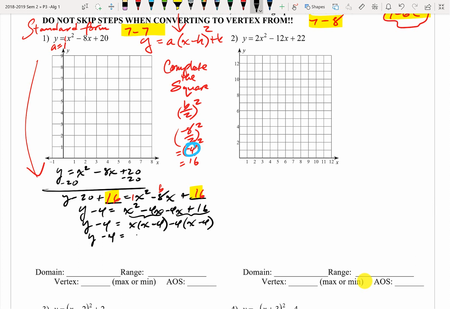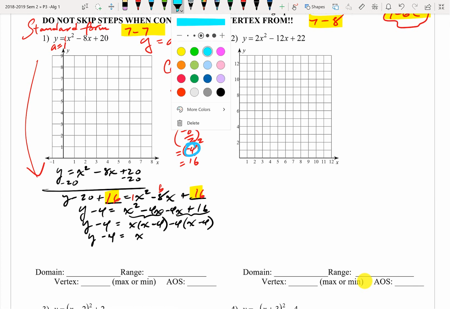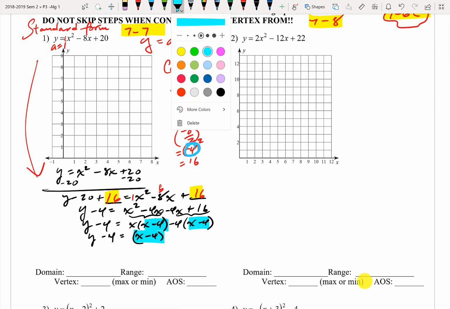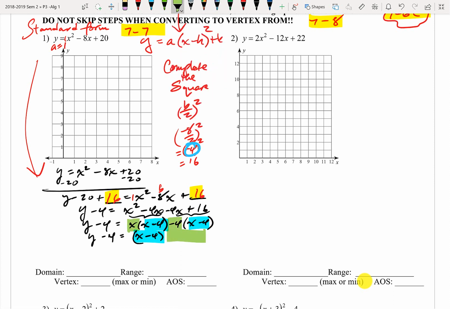All right, the common binomial, let me highlight this so you can see it. Okay, it's x minus 4 right here. So I'm going to start off with x minus 4, multiplied by the other binomial, the remaining terms, x minus 4. And if you go back into Unit 5 when we did factoring, this is what we did. We've been working on this for 3 months straight, believe it or not. All right, and that is y minus 4 is equal to (x minus 4) quantity squared. And if you add 4, your function looks like this.